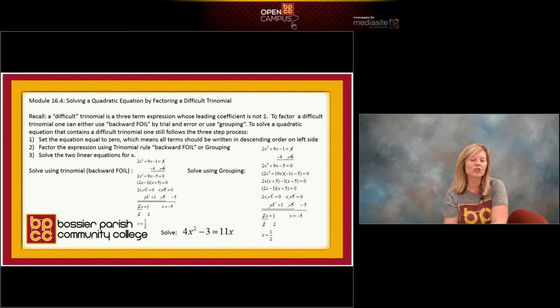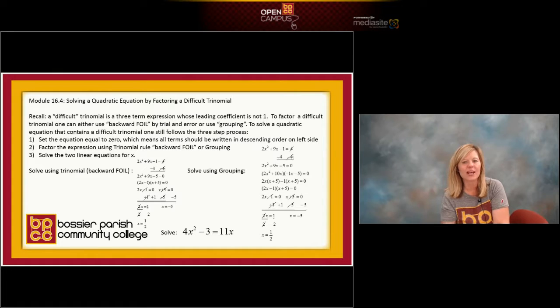Then I go to my last term, 5. What are my factors of 5? Well, I only have one option, 1 and 5. When you factored a difficult trinomial, we talked about the placement of those numbers. It matters which set of parentheses they go in. That's where the trial and error came in. So what I did is I put the 1 in the first parentheses and the 5 in the second parentheses.